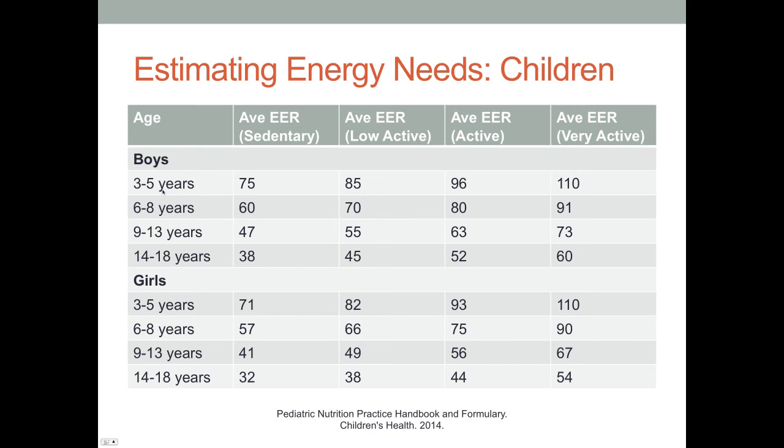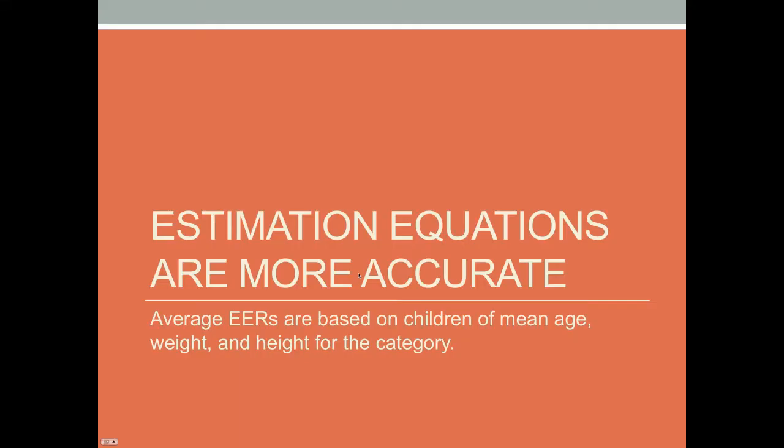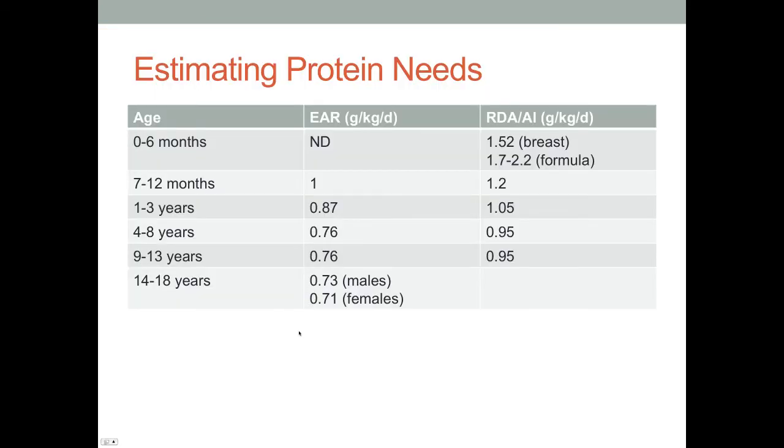This is probably even a little less accurate because it takes the mean age. So for 3 to 5, that would be 4. And the mean weight and the mean height to get this average EER. But there are also equations that you can use for that. So remember, the estimation equations are always going to be a little more accurate than the quick method because the average EERs are based on children of mean age, weight, and height for the category.